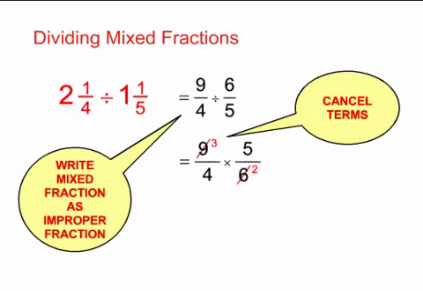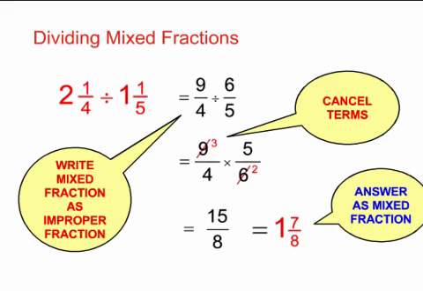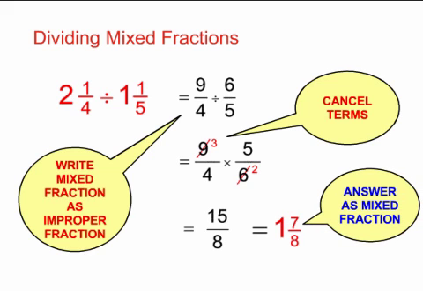From there we look to see if anything cancels, and as you can see, the 9 and the 6 will divide by 3. 3's into 6 goes 2, 3's into 9 goes 3. Nothing else cancels, so we multiply out the top line. 3 times 5 is 15. The bottom line, 4 times 2 is 8. That's an improper fraction, which must be converted into a mixed fraction, which is 1 7/8. So the answer to this mixed fraction question is 1 7/8.